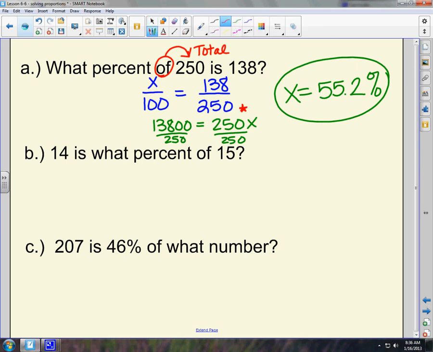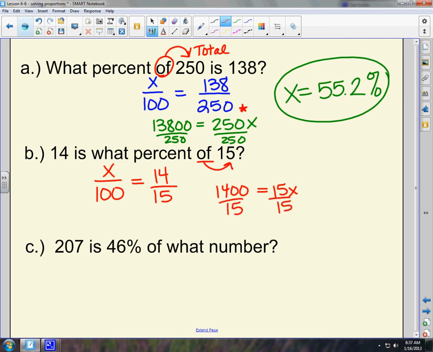14 is what percent of 15? I don't have a percent, so that is x over 100. I know 15 goes on the bottom and 14 goes on the top. So I do 14 times 100 and get 1400 equals 15x, and divide by 15. So x equals 93.3%.